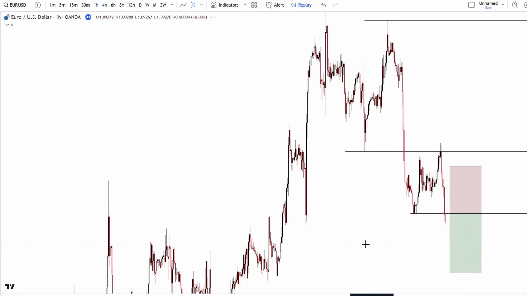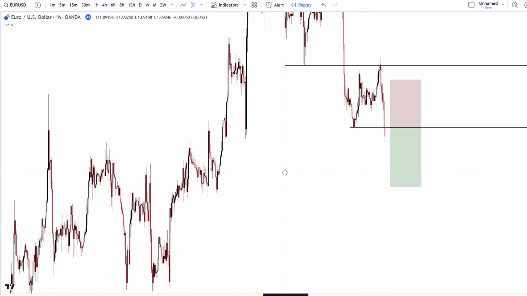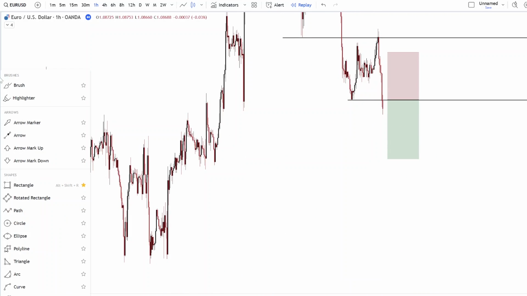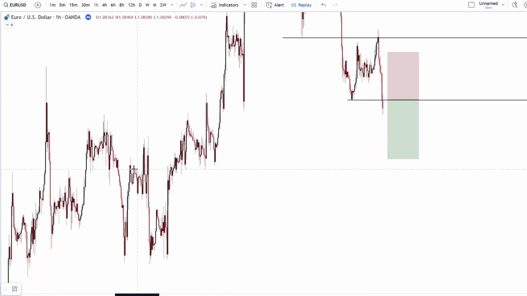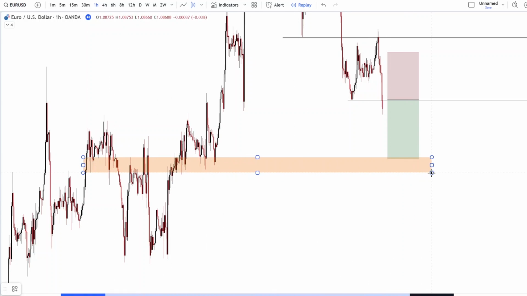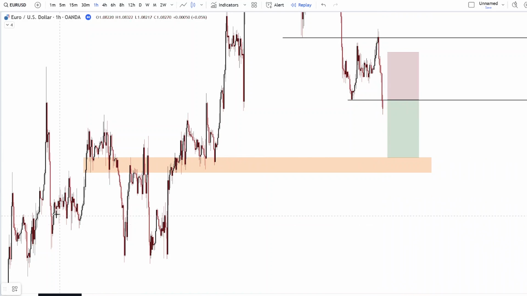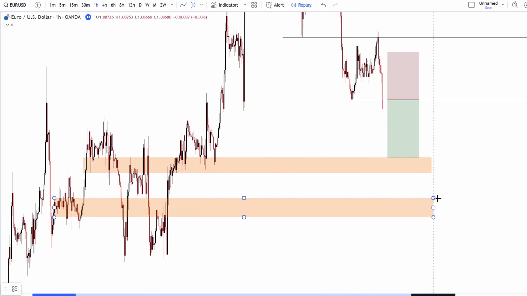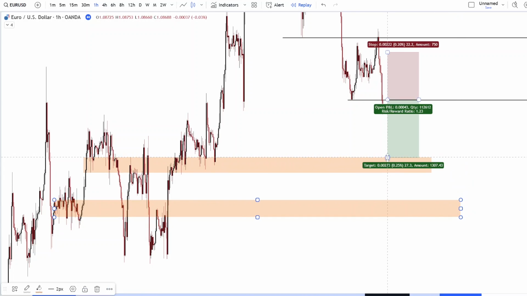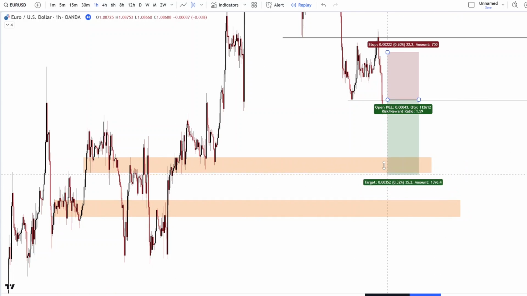Let's look for a decent TP. What is your next high rejection point? You can see that price has been rejecting from this level. So this could be your first TP and your second TP could be somewhere around here.